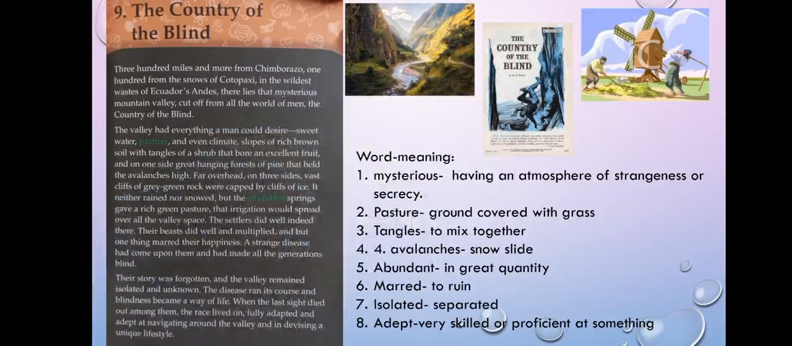Now I am going to read out this story, The Country of the Blind, and also going to explain the story to you all.